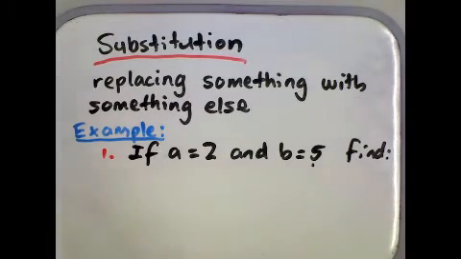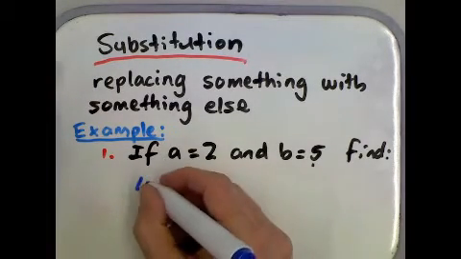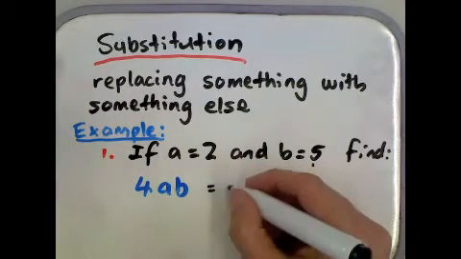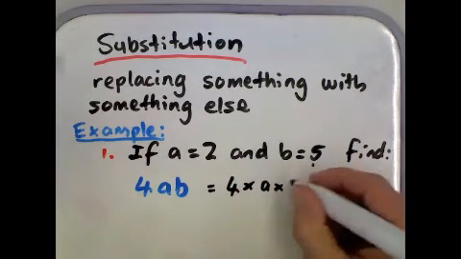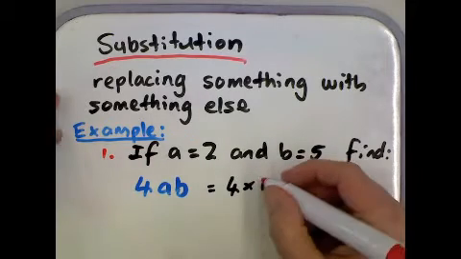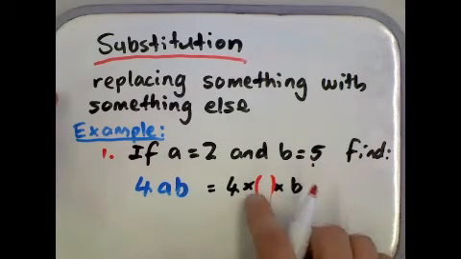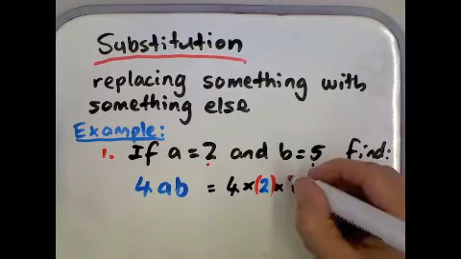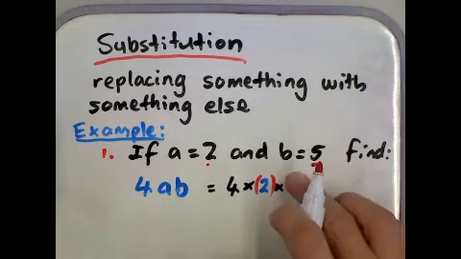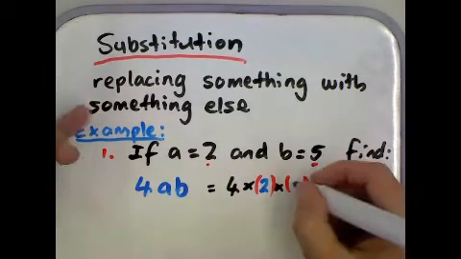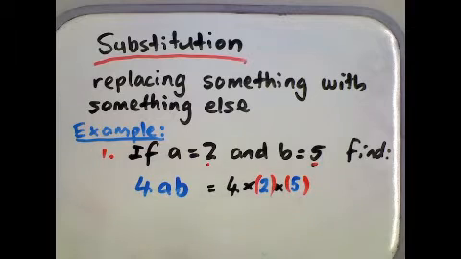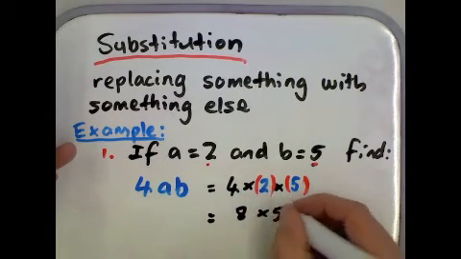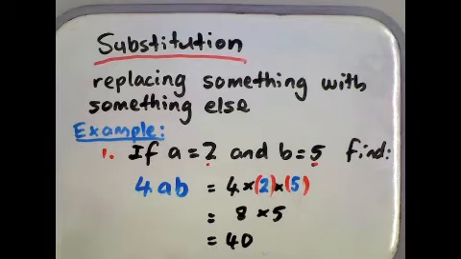Alright, let's look at another example. Let's look at 4ab. Now remember, 4ab means 4 times a times b. So again, let's replace these letters. We've got a replaced with 2, and b is going to be replaced with the 5. Then we simply use our multiplication laws: 4 times 2 is 8, and then 8 times 5 gives us 40, and there's our answer.